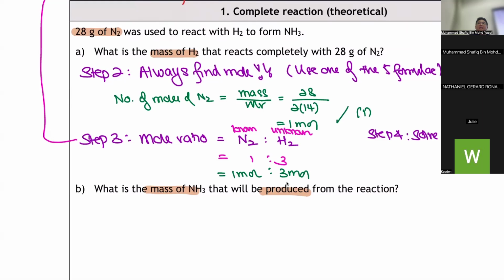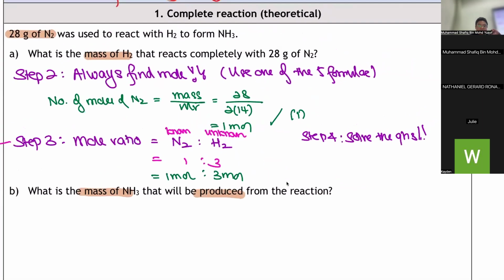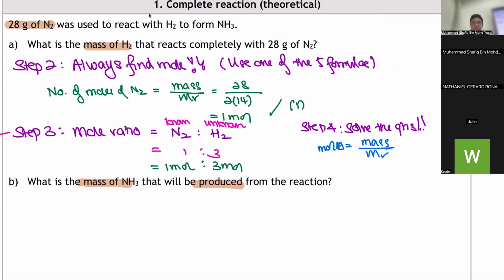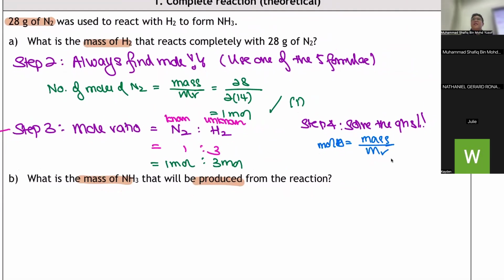So what did the question want you to find? Find mass. Okay, find mass. Mass of hydrogen. Okay, so I want to ask all of you, what is the formula we need to apply here to find mass? Mole equal to? Sorry, mole times? Correct. Or mole equal to mass over MR, right? Since I know the mole now, 3 moles, I also know the MR of hydrogen, you can find it in your periodic table, right? I can find the mass. So mass is mole times MR. So 3 times the MR of hydrogen, which is just 2. So the answer is 6 grams. That's the final answer.